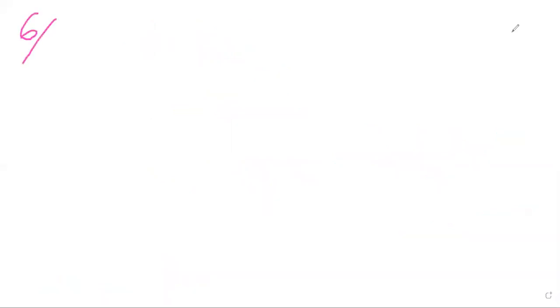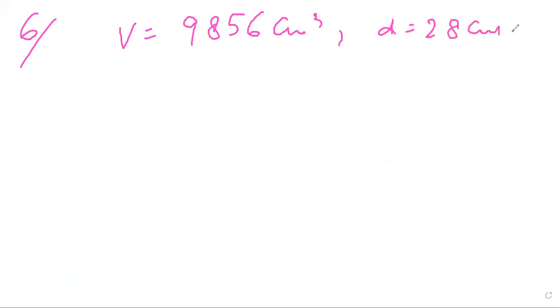Next question 6. The volume of a right circular cone is given 9856 centimeter cube. If the diameter of the base is 28 centimeter, find the height of the cone. Firstly, you have to find out height in the first part. So we'll use the formula 1 upon 3 pi r square h is equal to 9856.